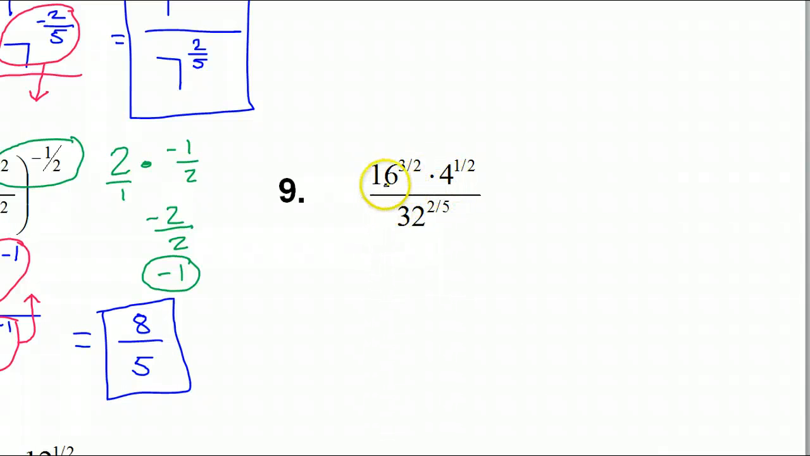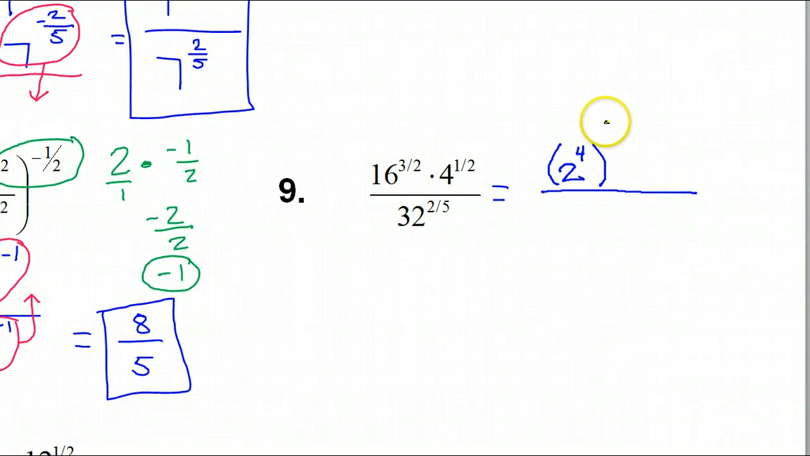So I can rewrite each of these as a power of 2. This is what I'm saying. We have 16, which could be written as 2 to the 4th power. Okay, so there's my 16. Now it still has this 3/2 power on it, so I'm going to stick that on there.